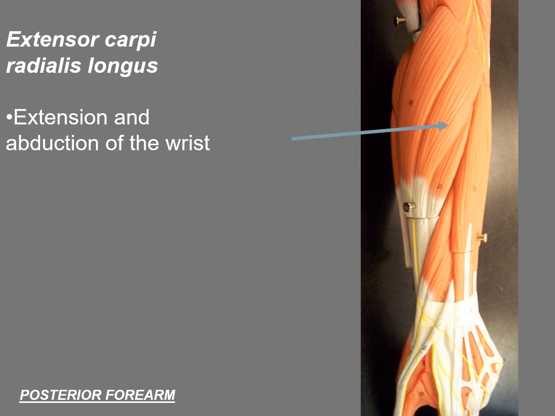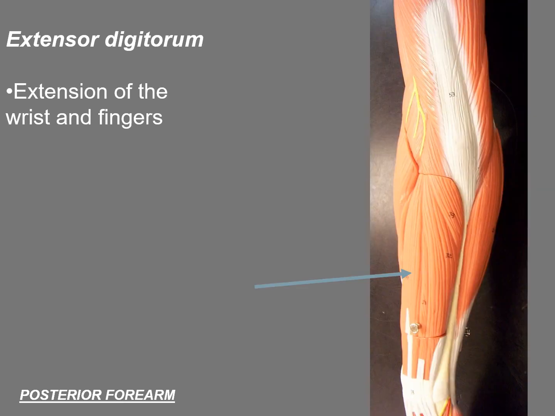Extensor carpi radialis longus is going to be involved with extension and abduction of the wrist. The extensor carpi radialis brevis is extension and abduction of the wrist as well. One thing that may help you a little bit with trying to learn the muscles, once again, get pictures and just keep practicing, but find an initial starting point as your marker, and then count the muscles away from that for the placement of it, and that might help.